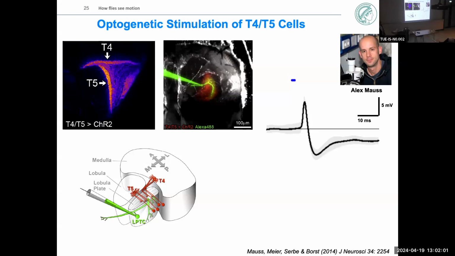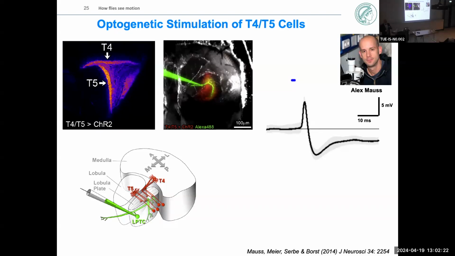Right? So somehow we thought, okay, the excitation is provided by the T4, T5 cells monosynaptically. They synapse onto these cells. Meanwhile, we know that this is the case. But there's an inhibitory interneuron in between. So this one is not a direct inhibition, it's a delay.